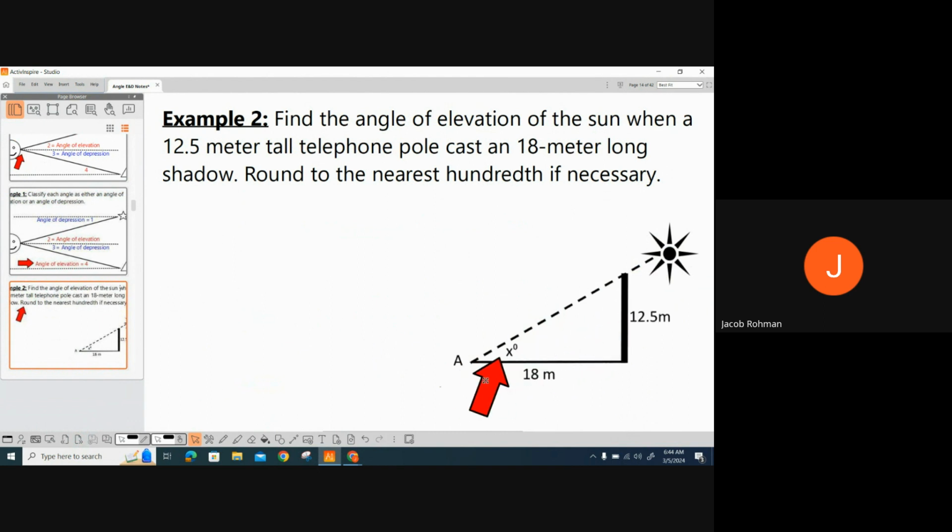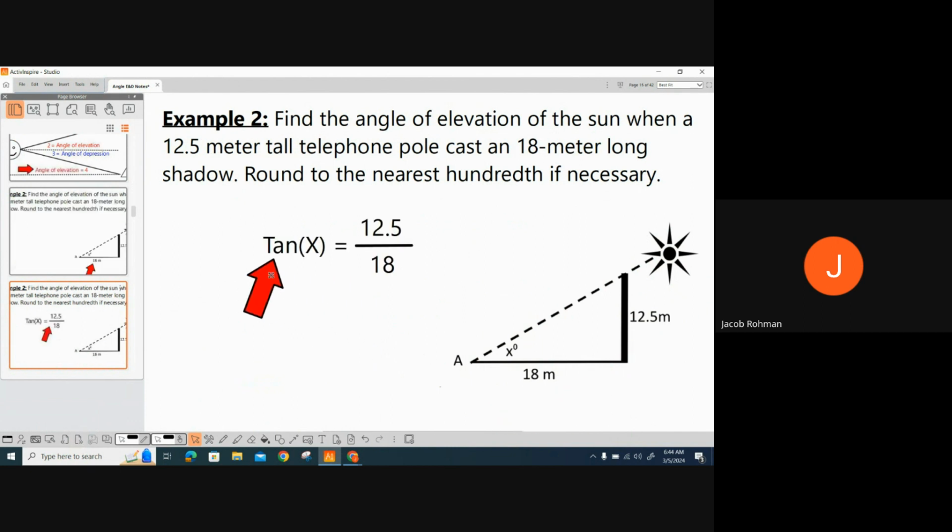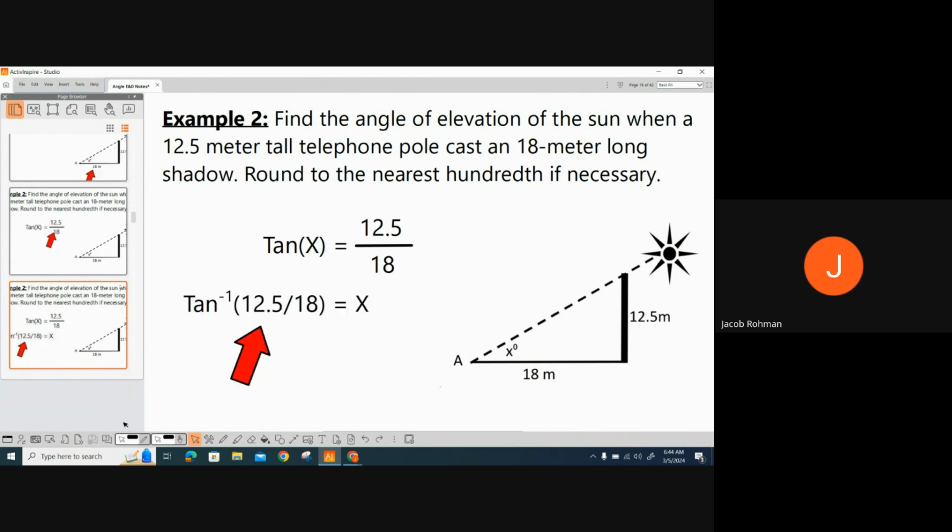We see that in this picture as angle X. So the trig relationship here would be the opposite leg and the adjacent leg. So we're going to use the tangent relationship. So it's going to be tangent of the angle is equal to the opposite leg divided by the adjacent leg. To solve this, we're going to use the tan inverse of 12.5 divided by 18. And then when we calculate that, we get 34.777, which rounded to the nearest hundredth is 34.78 degrees.